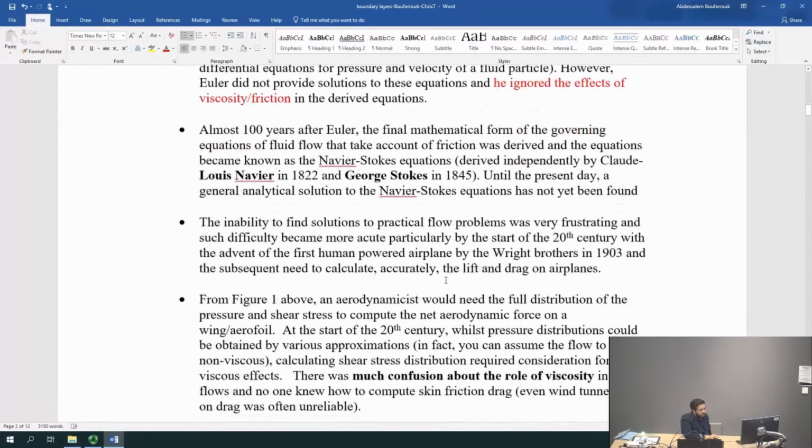How about viscosity? So, two guys, one French guy, Louis Navier, basically derived the full equations, including the effect of viscosity, to describe fluid motion independently.